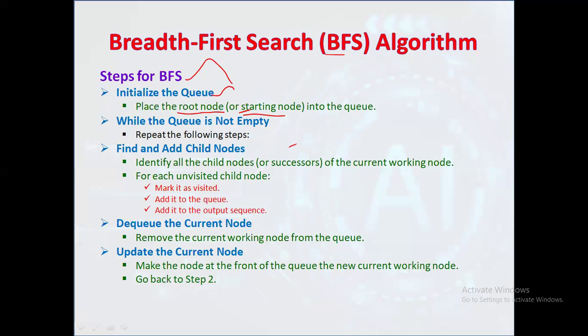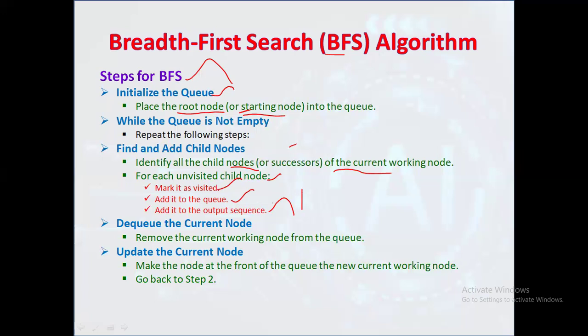First, we find and add the child nodes. We'll discuss it in the problem. First, identify the child nodes or successors of the current working node. And for each unvisited child node, we have to mark it as visited, then add it to the queue. Next, add it to the output sequence. So we have to do these three things in parallel.